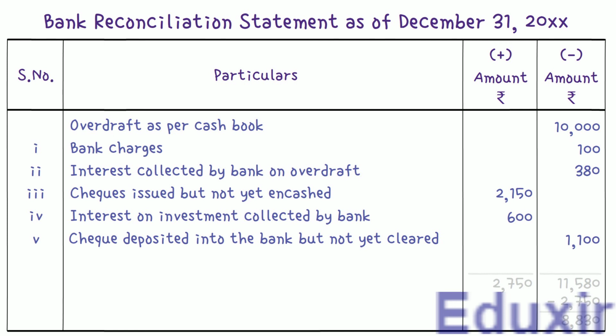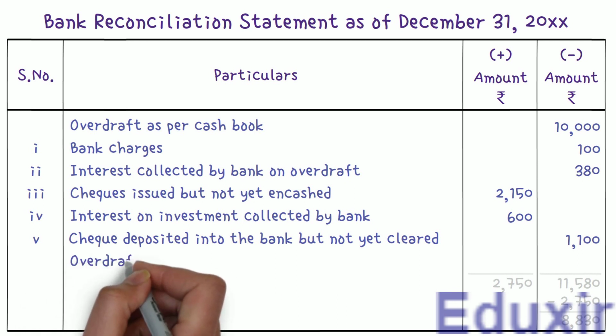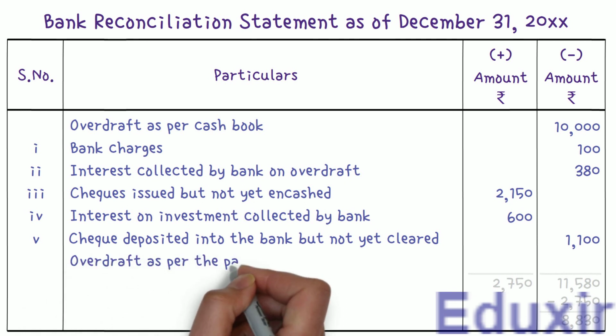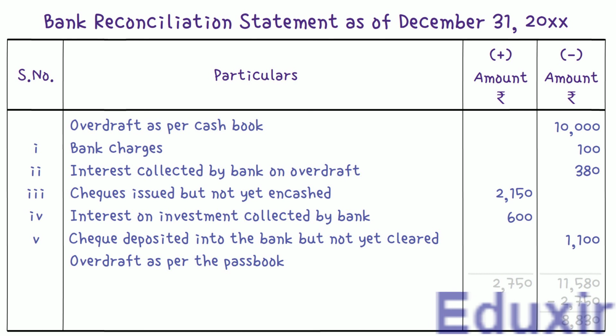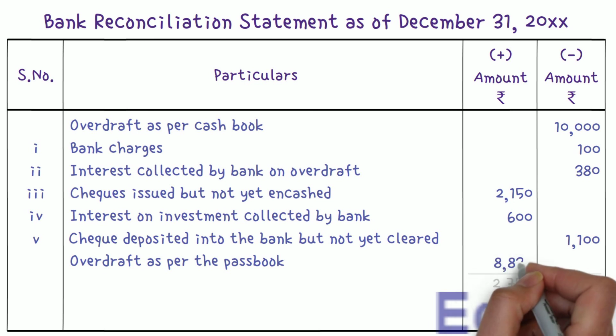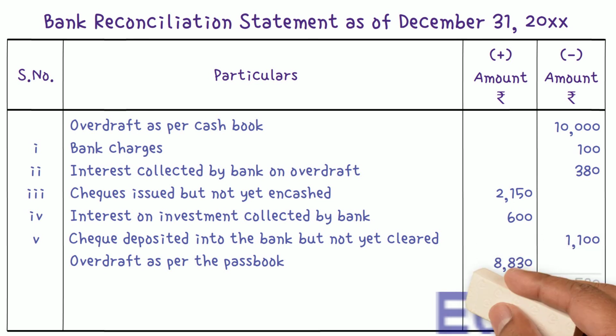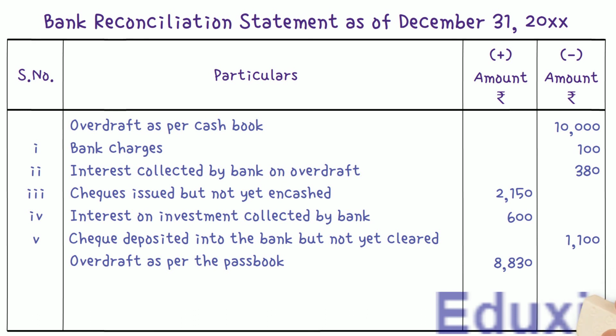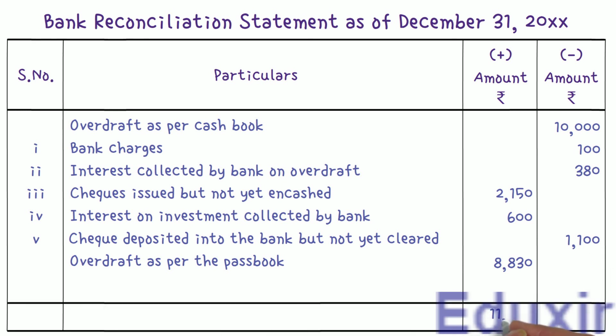Let's first write the particulars as overdraft as per the passbook. As we have started with the cash book overdraft balance, we need to write the passbook overdraft balance of 8,830 rupees in the plus amount column. Now the total of all the entries in the plus amount column is 11,580 rupees. Similarly, the total of all the entries in the minus amount column is 11,580 rupees. With that, we have come to the end of this solution.